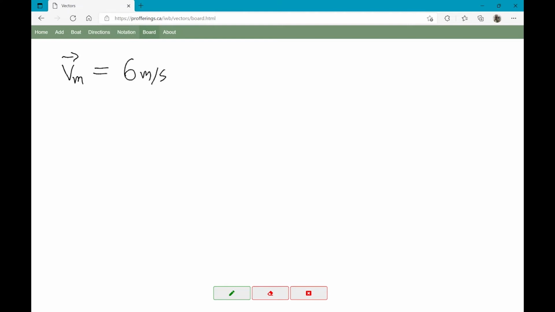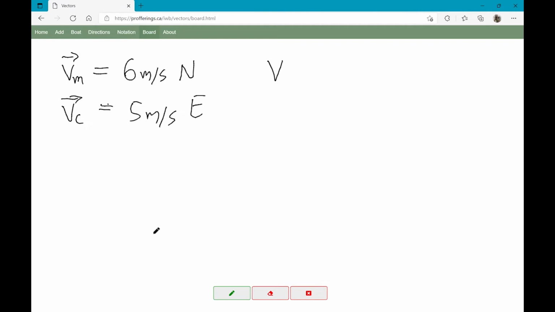In whatever direction the boat's pointed, we were pointing our boat straight across the river, and in that context that was towards the top of the screen, so let's call that north. At the same time, the river current is carrying our boat downstream to the right at 5 meters a second, so I'm going to call that the current velocity, Vc, and that's 5 meters a second. In the context we were looking at, that's to the right. Let's call that east.